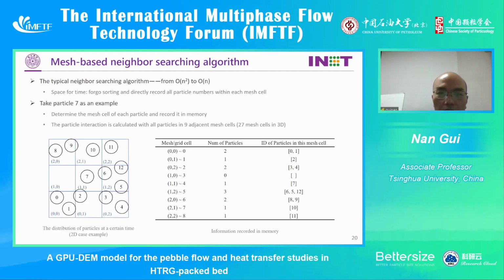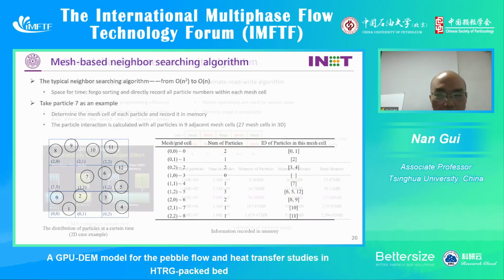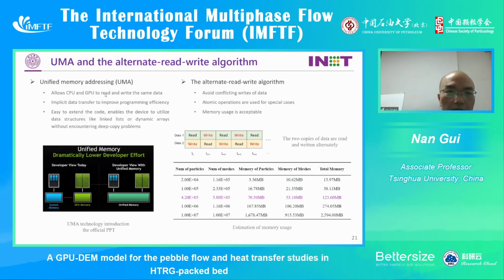And for technical application, we use a unified memory addressing technique. We need to let the CPU and the GPU read and write the same data to avoid some conflict between the data transportation. And we also use two sets of data, alternately using one for reading and one for writing. Then we can simplify the process of I/O. And these are technical details.